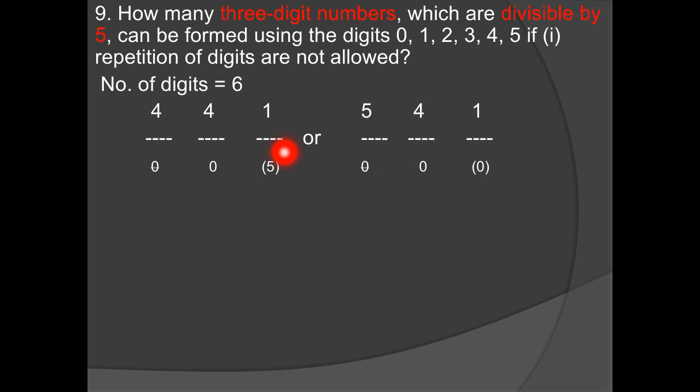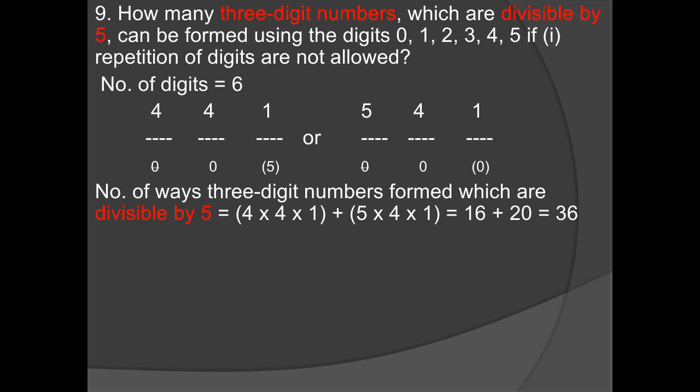Now this one or this one. So or means you have to make an addition, isn't it? Previously I told the fundamental principle rule: or means plus. So the number of ways 3-digit numbers can be formed which are divisible by 5 is 4 into 4 into 1 plus 5 into 4 into 1, that is 16 plus 20, which is equal to 36.